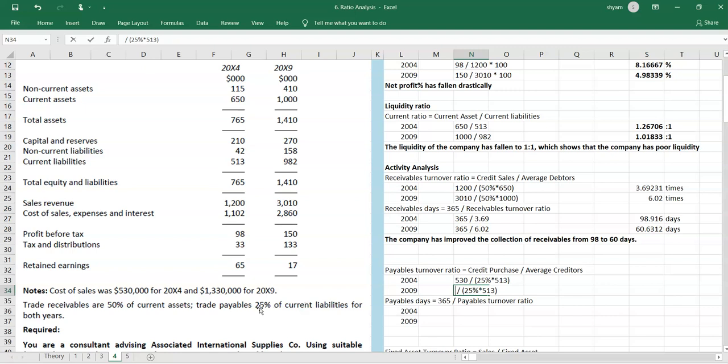So the COGS here for the next year is 1330, and the current liability is 982. So we can find out the payables days. It is 365 divided by 4.13, and here it is 365 divided by 5.41.